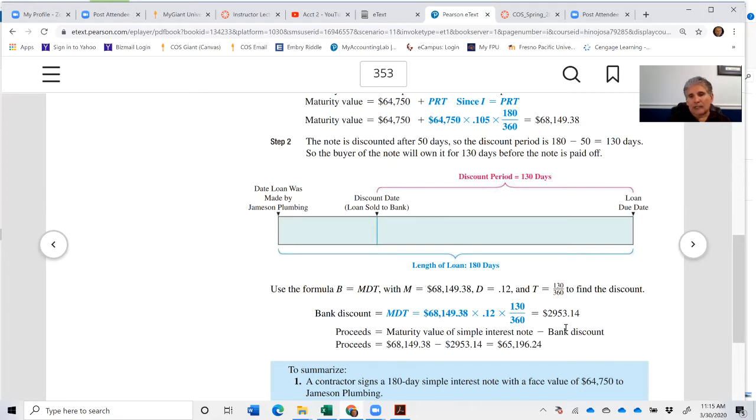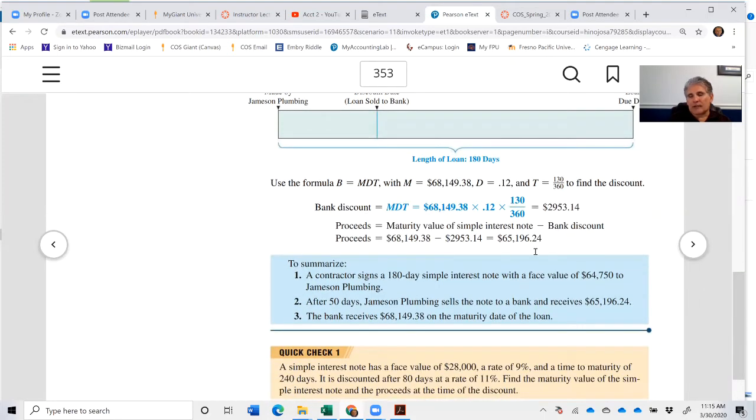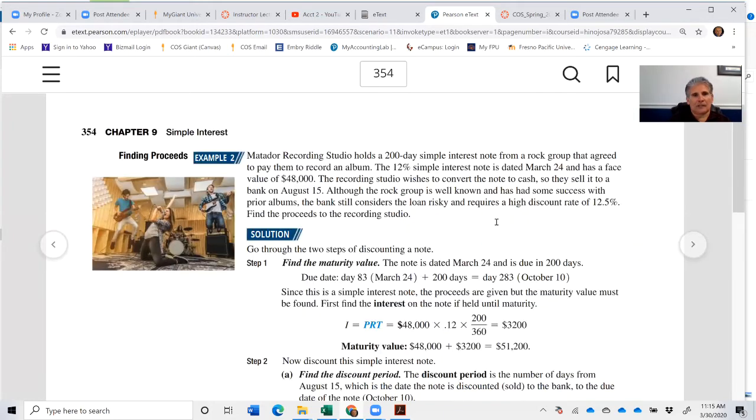I'm going to take that amount and the bank is going to subtract that from the maturity value. 68,149.38 minus 2,953.14 equals 65,196.24. The bank is going to buy that note for 65,196.24. They're going to give Jameson that amount of money. And they're going to expect to be paid $68,149.38 in when? 130 days.